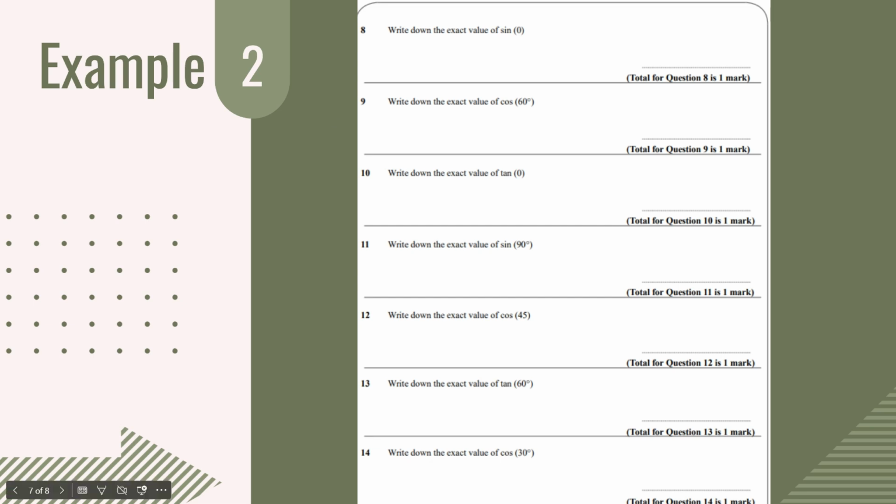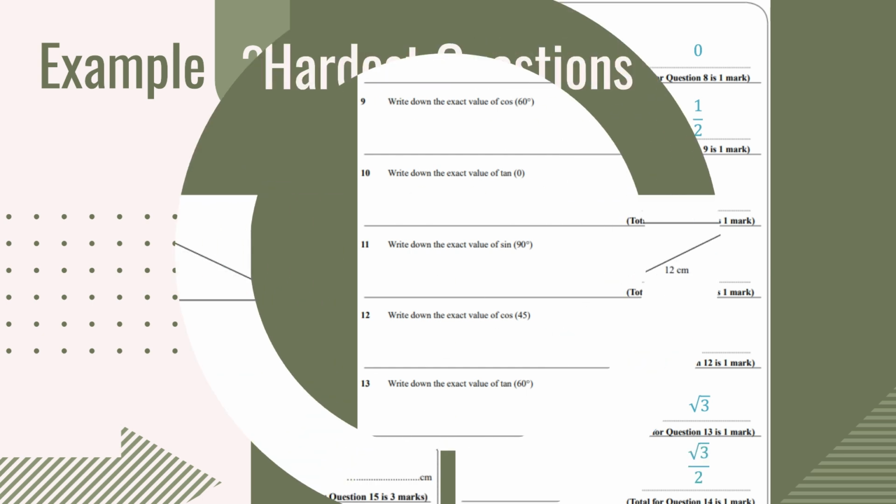So, the exact value of sin 0 is 0. The exact value of cos 60 is a half. The exact value of tan 0 is 0. Sin 90 equals 1. Cos 45 equals root 2 over 2. And remember, this is the same as sin 45. Tan 60 equals root 3. And cos 30 equals root 3 over 2.